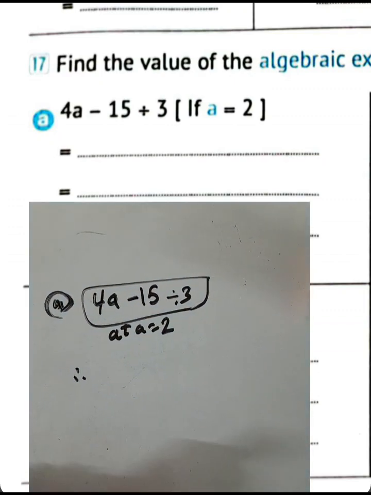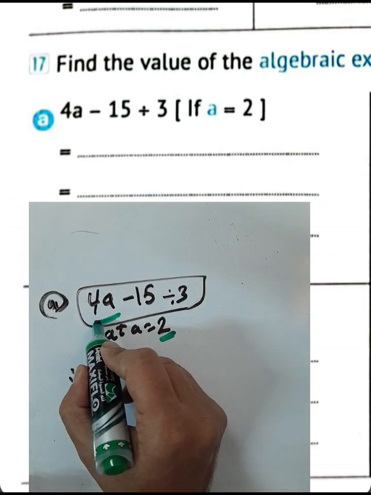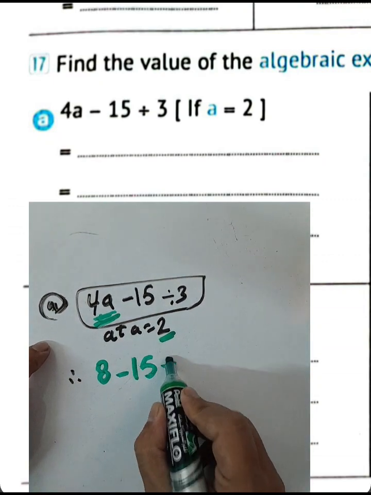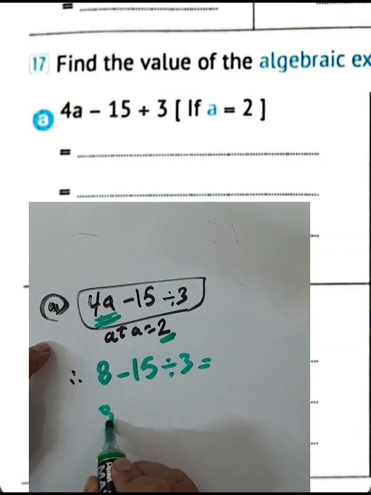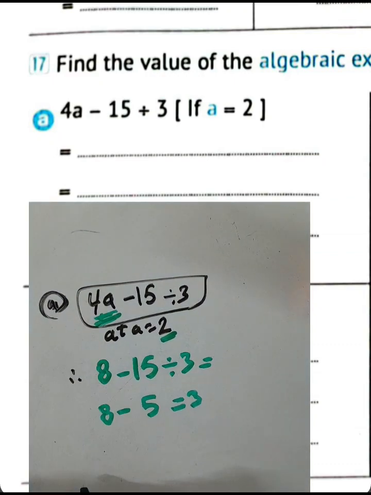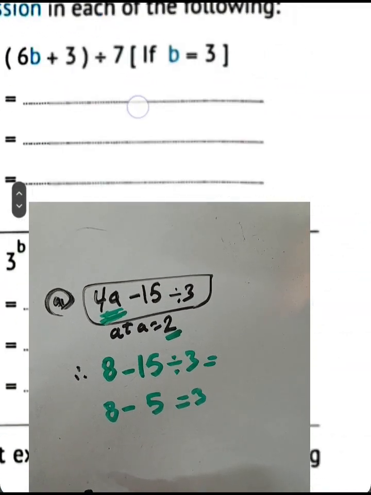Okay, we can find the result of this expression, put A equal 2 here. 4 times 2 equal 8, minus 15 divided by 3. Write 8, subtract 15 divided by 3 equal 5, and 8 minus 5 equal 3. The result will be 3. Question letter B.